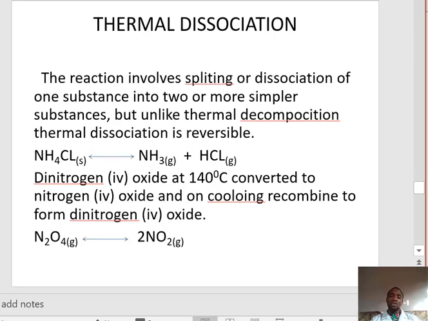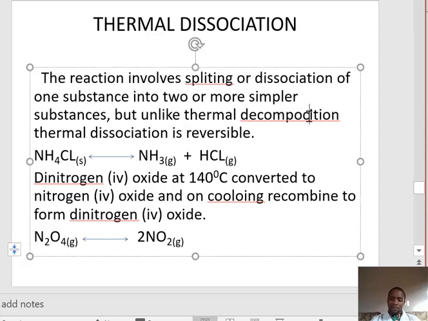So another reaction is thermal dissociation. Thermal dissociation involves splitting of one substance into two or more simpler substances. It's just like a decomposition reaction, but it is different in the sense that decomposition is a straight reaction, while thermal dissociation involves a reversible reaction. Don't forget that decomposition is also splitting of one substance to give two or more substances, but in dissociation the reaction is reversible.